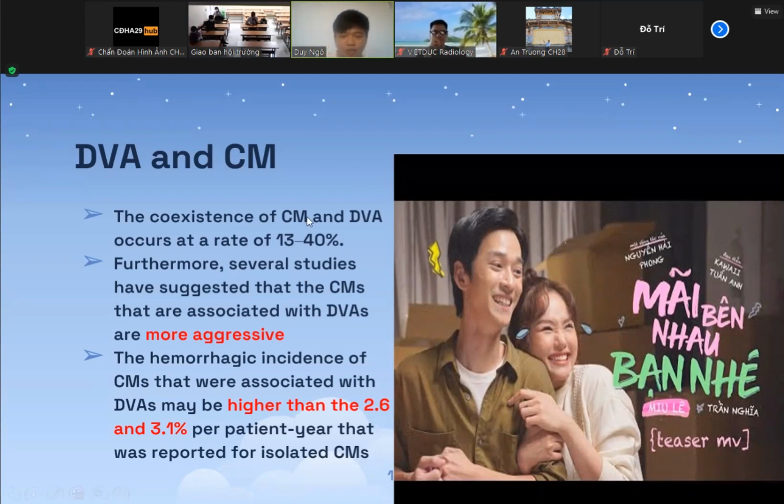The coexistence of cavernous malformation and DVA occurs at a rate of 13 to 40%. Furthermore, several studies have suggested that cavernous malformations associated with DVA are more aggressive. They should not come together, because when they do, it is a more aggressive case. Why? Because the hemorrhagic incidence in cavernous malformations associated with DVA may be higher than the 2.6 and 3.1% per patient-year reported for isolated cavernous malformation. So they should not come together, right?